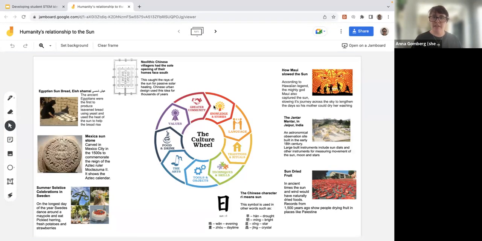So I found this culture wheel, which I just thought was nice and simple, that breaks down elements that make up a culture. And a culture could obviously be the culture of a country or a religion or a certain community, but it could also be a much smaller culture, like a gaming culture within a school, the kids that play games, or skateboarders. There are loads of different cultures.